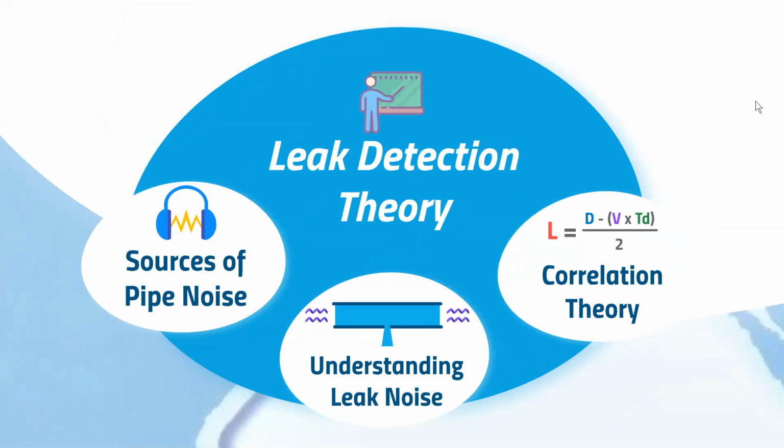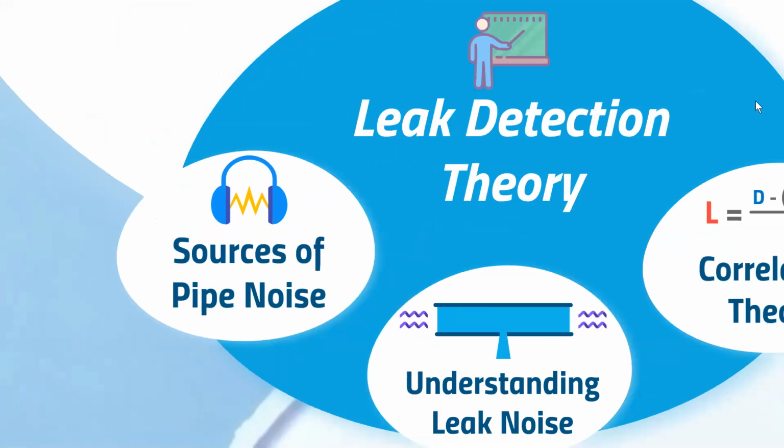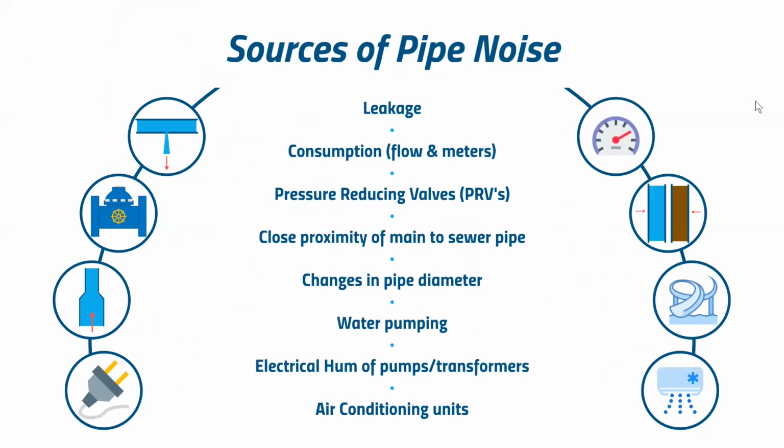The theory of leak detection begins with sources of pipe noise. What we're doing when we're searching for leaks is we are really looking for sound. That leak on a pipe creates a sound. And in fact, not only does the leak create a sound, but there are sounds all around us. And those sounds can come from a variety of sources. Consumption, water flowing through a meter, pressure reducing valves, proximity of pipes to other pipes, changes in your pipe diameter, water pumps, electrical transformers, air conditioning units. The list goes on that can create a sound that would be detectable with our leak detection equipment.